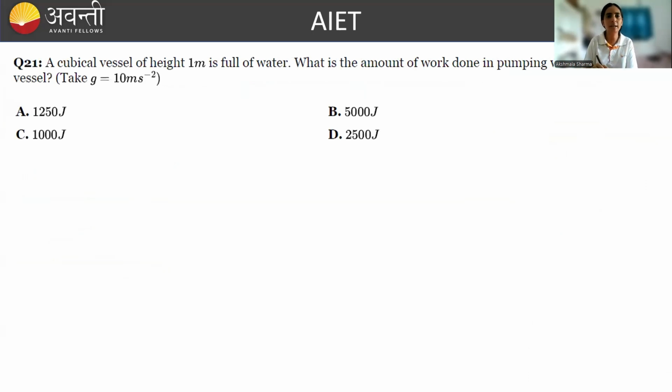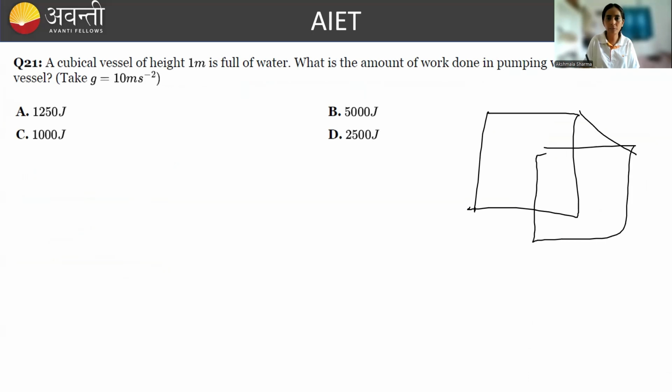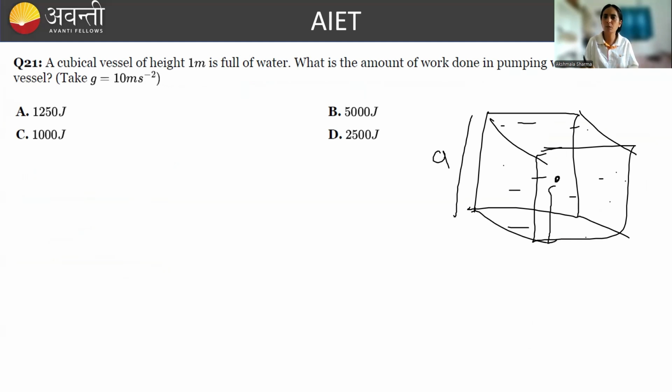Now, a cubical vessel of height 1 meter is full of water. So there is a cubical vessel, and it is full of water. If it is full of water, the center of mass of water will be at what height? If the height of this cube is h, then the center of mass is at h by 2. I'm just trying to make this question simpler. So if it is filled with water, we can replace the whole water with its center of mass. At this point, there is concentrated liquid of mass m, whatever mass of water there is.